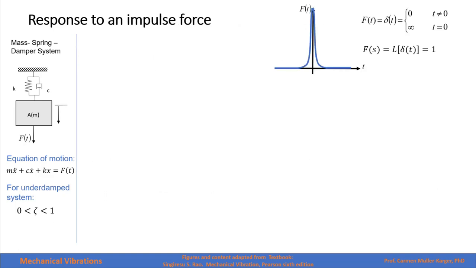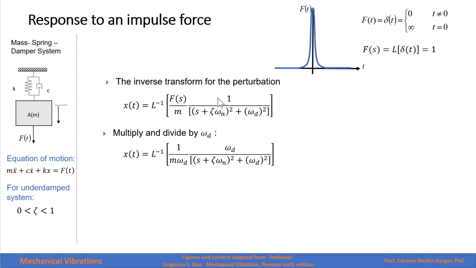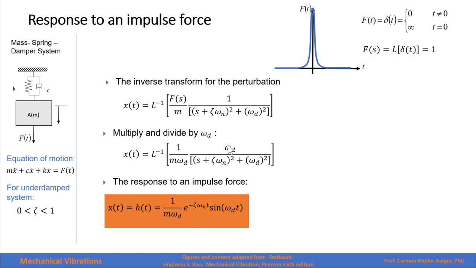Now, if we would like to find the response to an impulse force using Laplace transform, we have this expression right here, which is the function of the impulse force, which is a Dirac delta. We already know that the Laplace transform of that is 1, and then we have to find the inverse Laplace transform to find our response in the time domain. We multiply and divide by omega d to have this term, and then we look into the table and we see that this over here is the inverse transform of sine omega d t multiplied by e to the negative zeta omega n t.